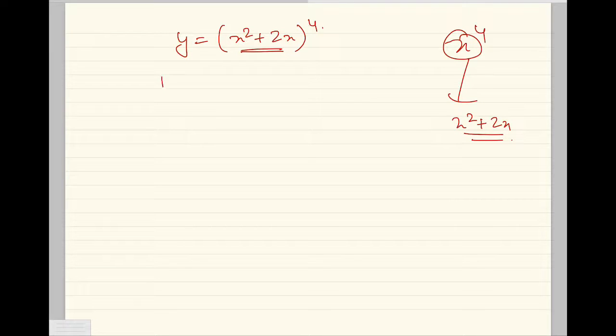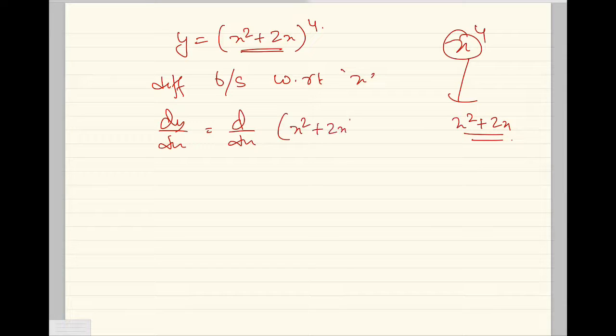So how do I do it? Differentiating both sides with respect to x. And let me do that. So this will be dy by dx, and let me put the operator d dx here. So x squared plus 2x to the power 4. So imagine this is x. I need to handle the power first. Okay, imagine this is x.